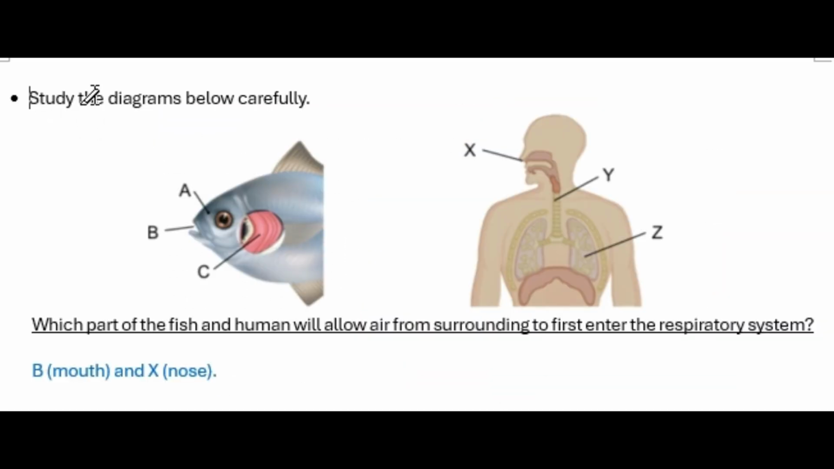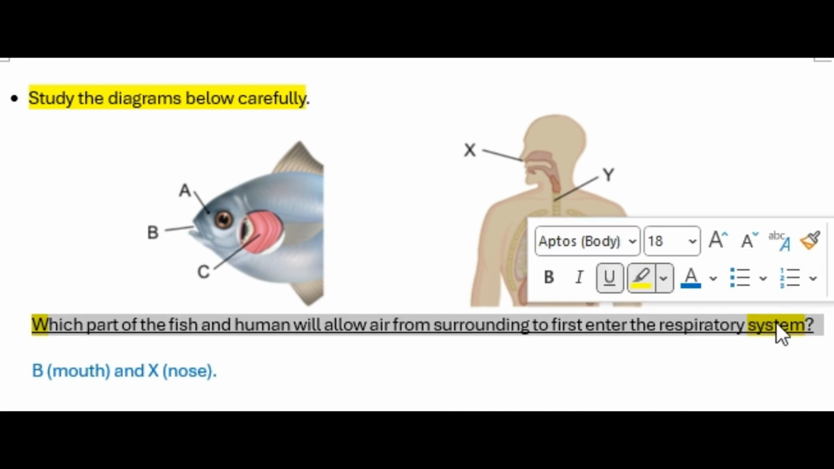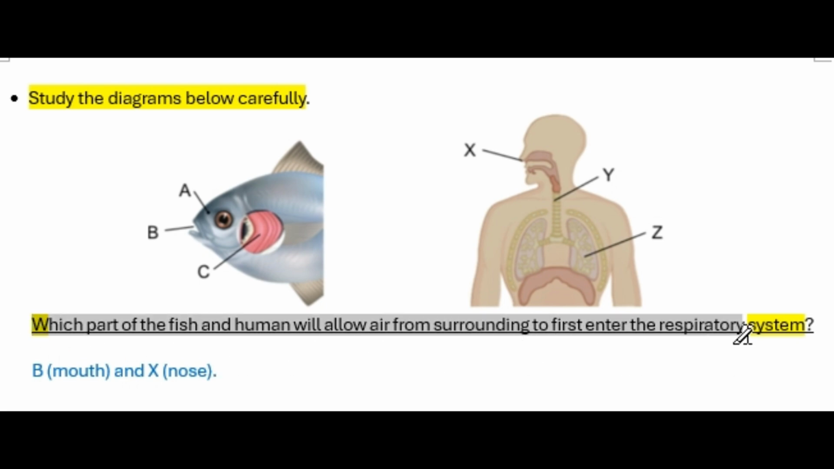Study the diagrams below carefully. Which part of the fish and human will allow air from the surroundings to first enter the respiratory system? B. Mouth, and X. Nose.